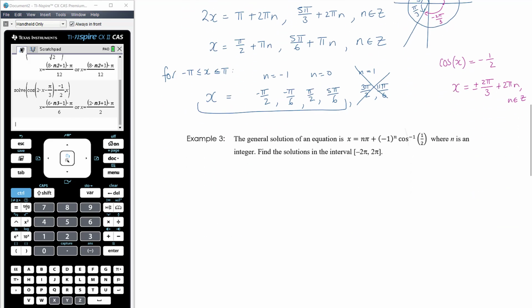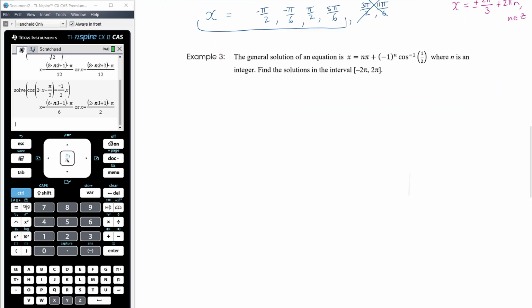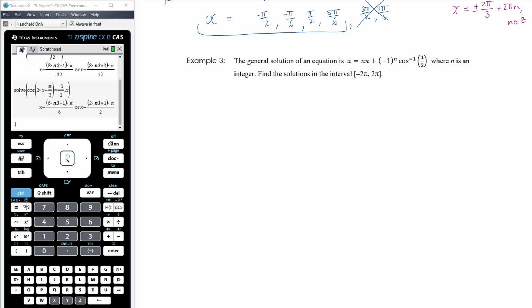All right, last example here, I want to have a look at your textbook uses this notation on occasion, and I just want to interpret what this means for you. I wouldn't say that you need to be able to express your solutions in this way, but to be able to decipher what's happening here is important. Okay, so the general solution of an equation is x equals n pi plus -1 to the power of n inverse cos of 1/2, where n is an integer. Find the solutions in the interval -2 pi to 2 pi.